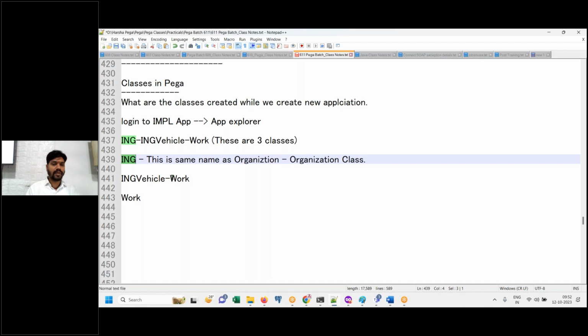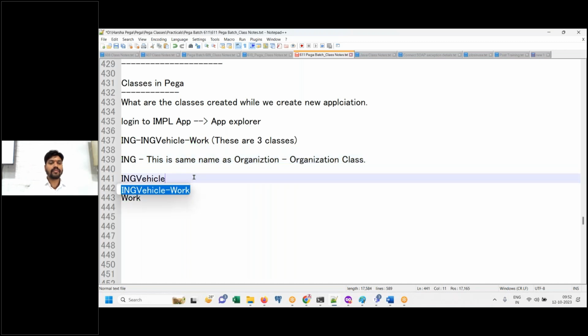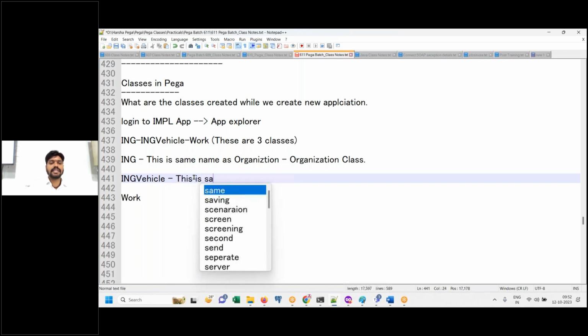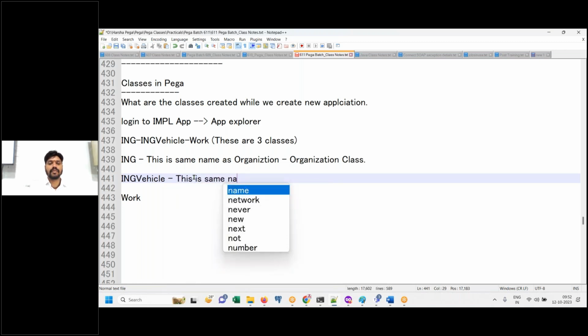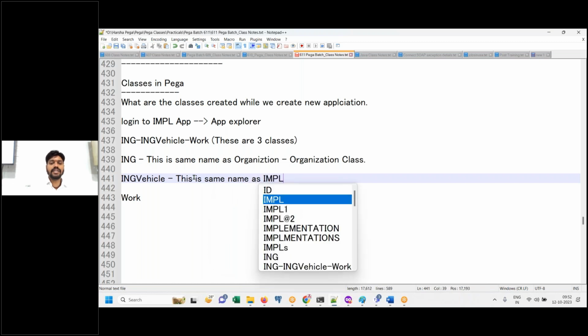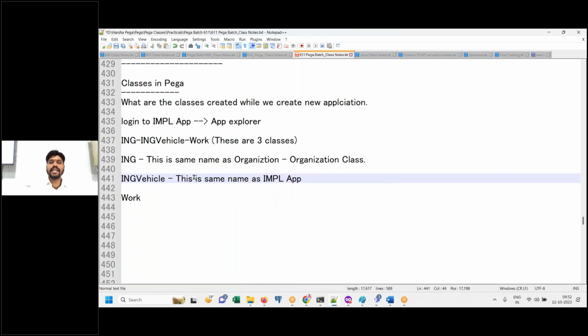Now, what is the second one? This class name is similar to what? Did I mention division anywhere? Did I give any division names at the time of creating? No. This is the same name as the implementation application ID. So this can be called the implementation application class, the IMPL app class.